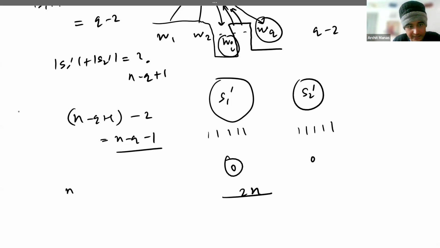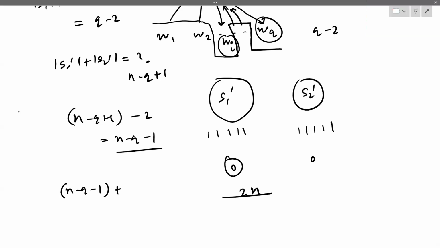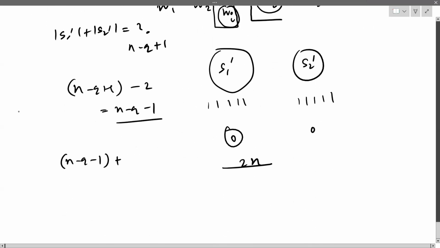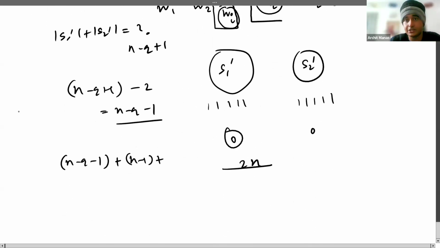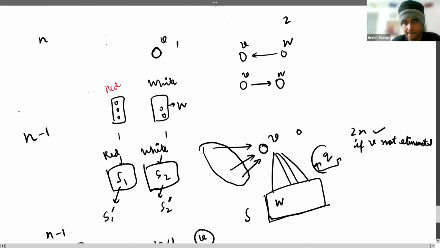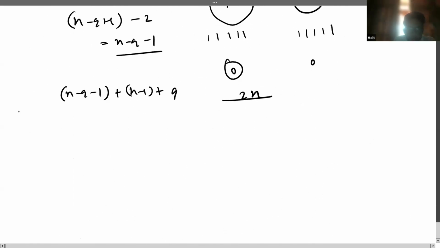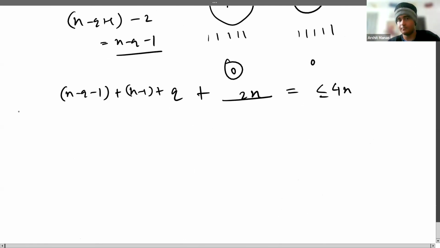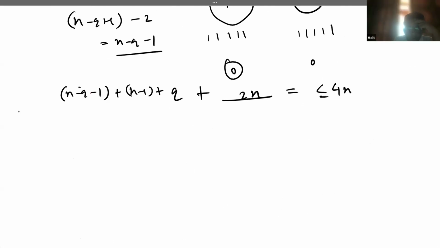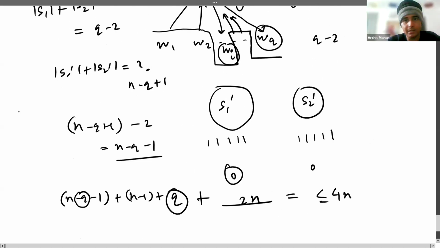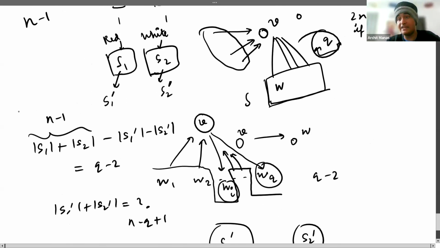Here we have n minus q minus 1. And how many questions did we ask earlier? We had asked n minus 1 originally, and Q questions over here. So Q cancels out. The total sum is less than or equal to 4n. The important part is that these two cancel, and they cancel because each time I was supposedly wasting asking information about V, I was actually removing vertices from S1 and S2.